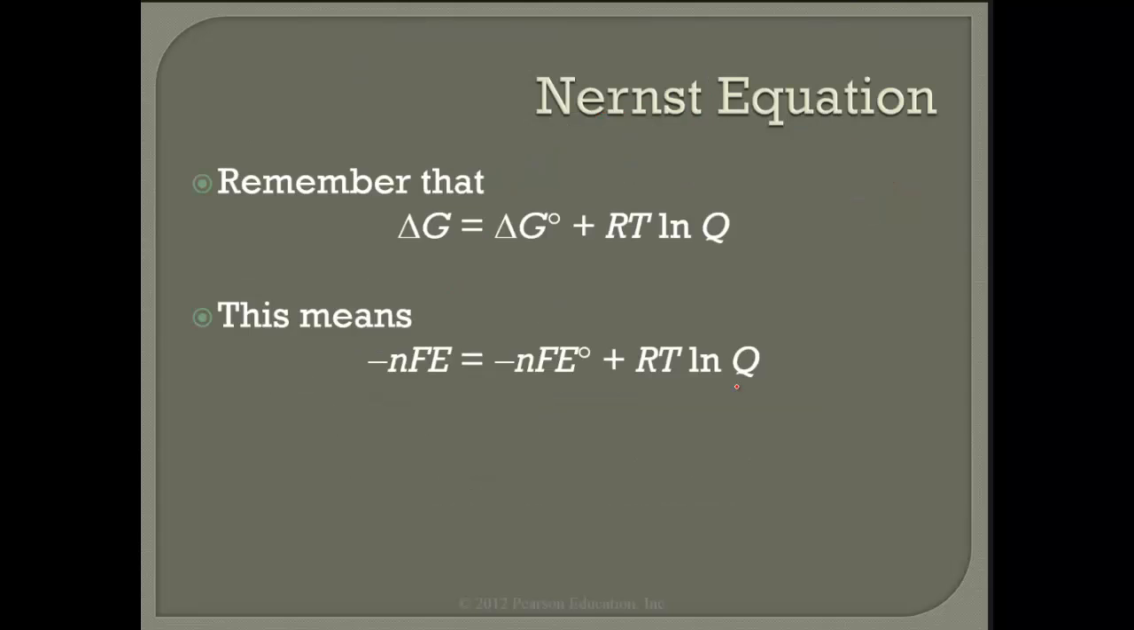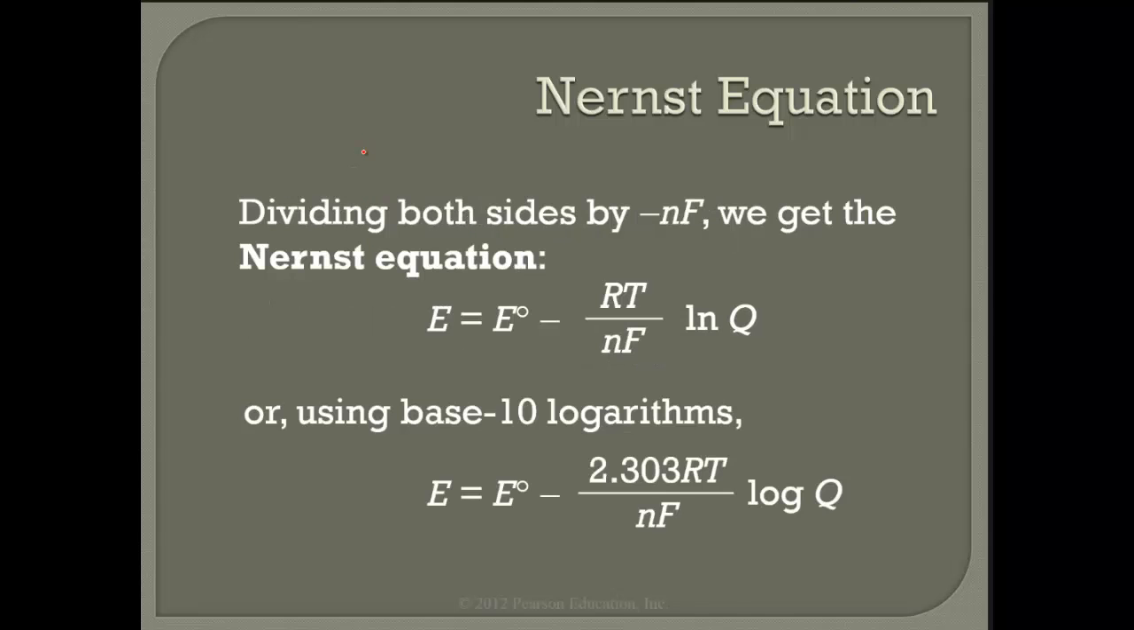Alright, so let's relate this over to equilibrium. Remember, delta G is equal to delta G naught plus RT ln Q. This means negative nFE, if we substitute in our equation for that, is equal to negative nFE naught plus RT ln Q. Dividing both sides by negative nF, we get the Nernst equation. Or, using base 10 logarithms, we get this equation.